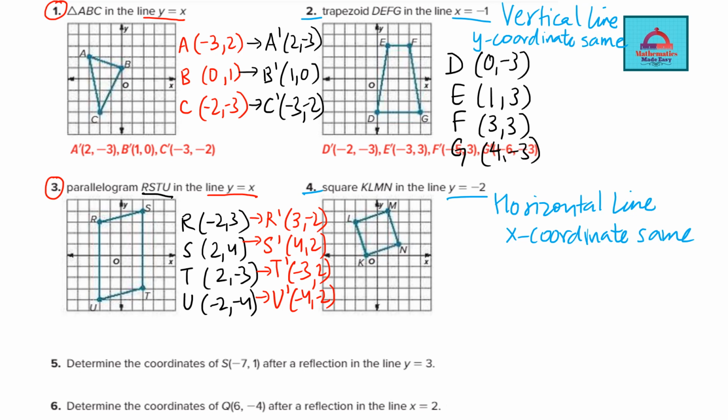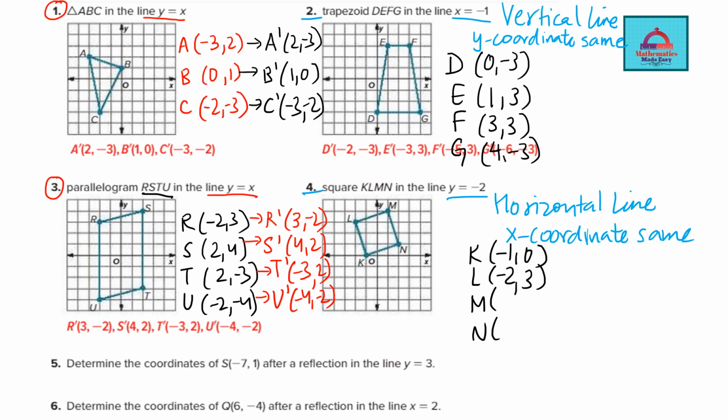Similarly for question 4, let's write the coordinates of the points before the reflection. So K is given by -1, 0. L is given by -2, 3. M is given by 1, 4. N is given by 2, 1. Now we have to do the reflection.